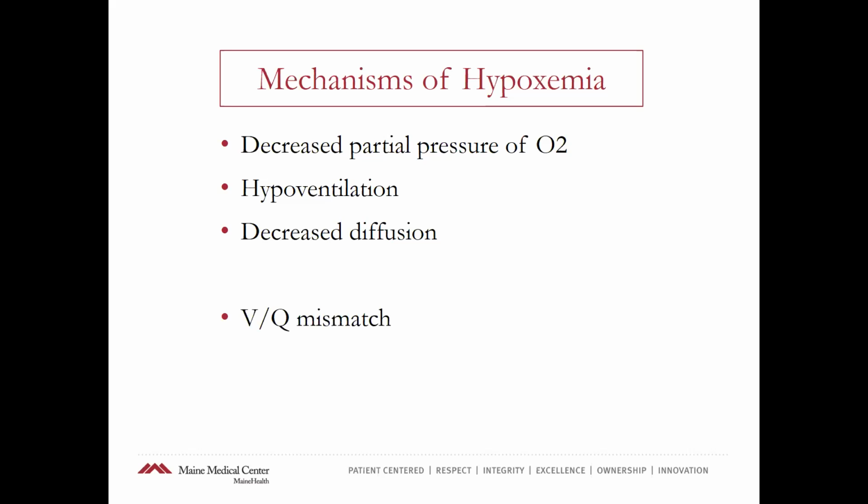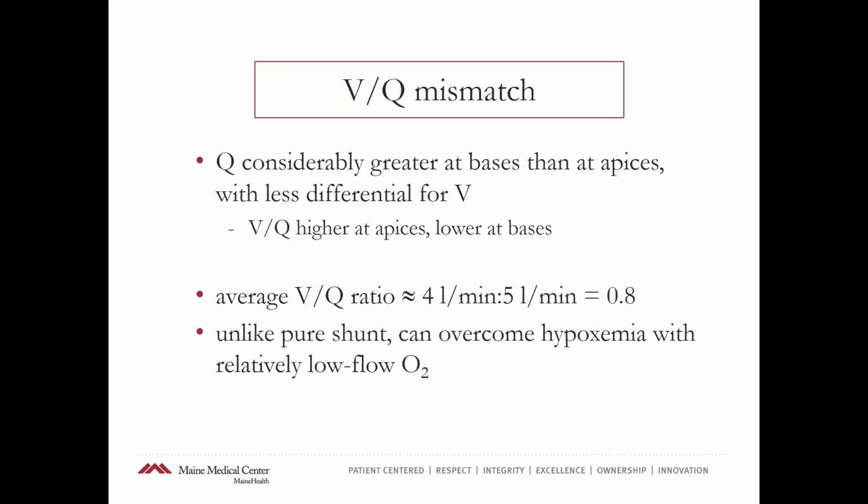So the next 2 are the 2 that really make a difference from a day-to-day basis, and that's VQ mismatch and shunt. VQ mismatch. In normal healthy lungs, sitting up, standing up, you have better blood flow at the bases, right, because gravity sucks the blood down, than you do at the apices. And similarly, you actually have somewhat better ventilation at the bases than you do at the apices, but it's not as big a difference. So you end up with a ventilation perfusion mismatch, even in normal healthy lungs in day-to-day life, right?